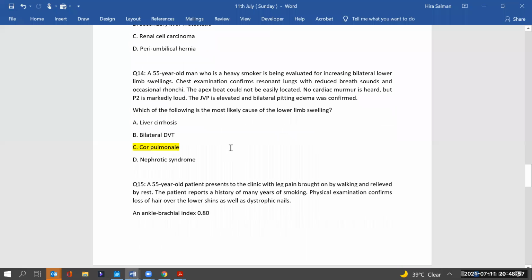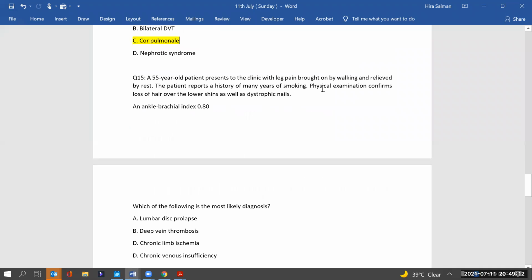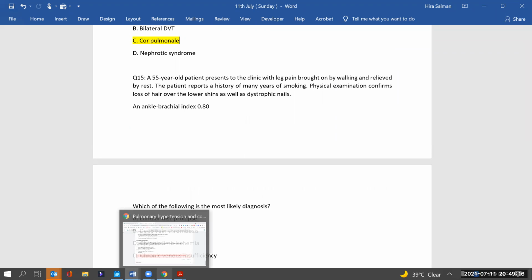Any doubt on this question? Maybe the answer choices are not exactly the same, but based on the clear symptoms mentioned in the question, we can say it's cor pulmonale. Okay. For the next one, I think we have to go for the theory.